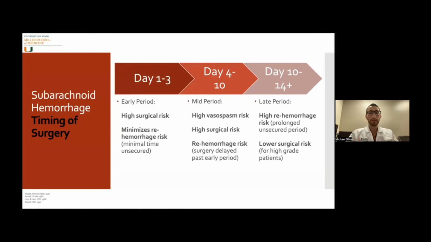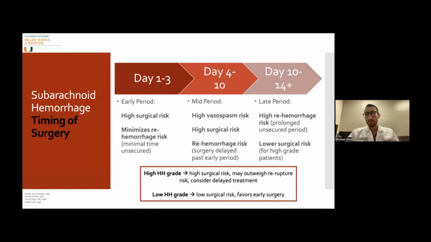In the middle period, there's vasospasm risk. I'll talk about that in a second. Still fairly high surgical risk, still a red, angry, swollen brain, and an intermediate rehemorrhage risk, right? You're operating not super early, but not super late. In the late period, high rehemorrhage risk. You're letting that aneurysm remain unsecured for the most critical period. However, the surgical risk is lower.